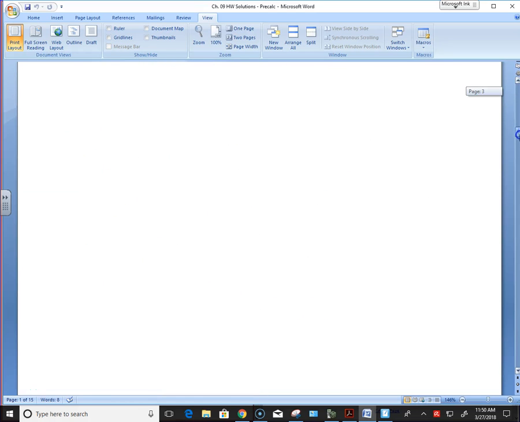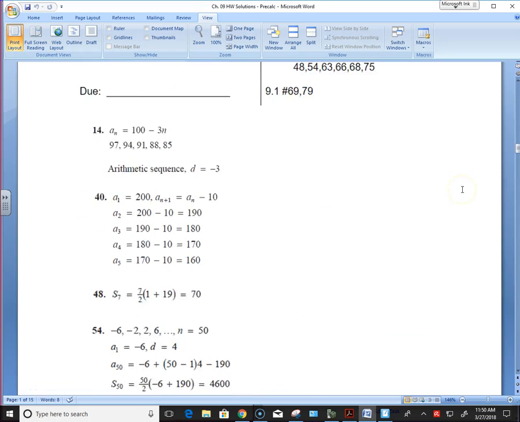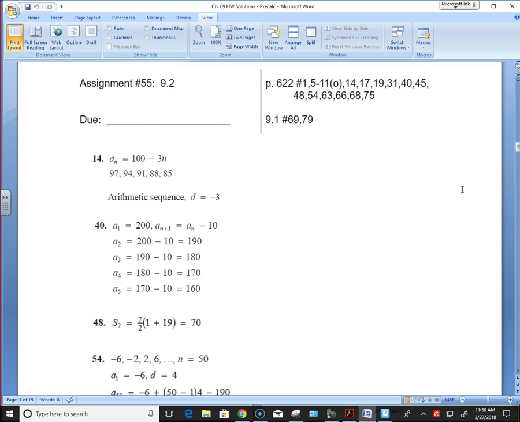Okay, we already did that one. 9.2, number 14: yes, it's an arithmetic sequence, because d is equal to -3. Number 40, your first 5 terms were as easy as 200 and then subtract 10 over and over and over: 190, 180, 170, 160.